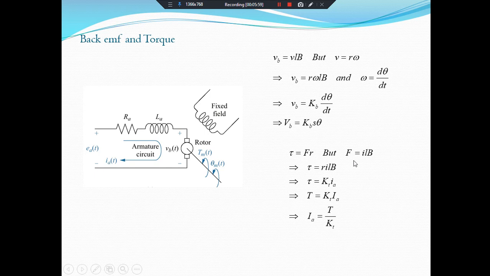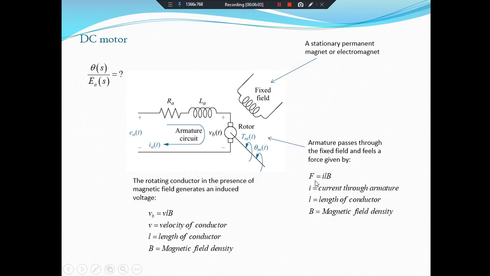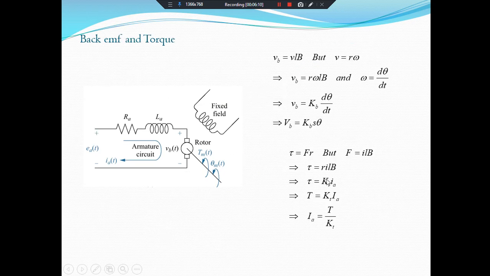Tau is equal to FR, and we know that F is equal to ILB. We have written here that the force on the armature or a conductor in a fixed field is equal to ILB, and we put the value of F in this equation, R, I, L, B, and all of these are constant.